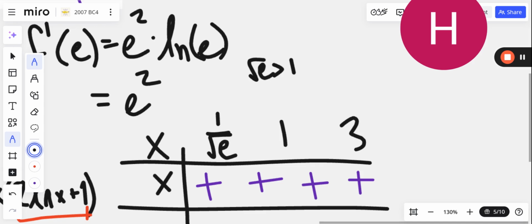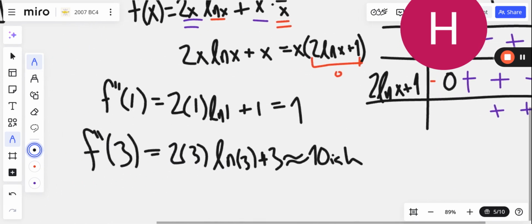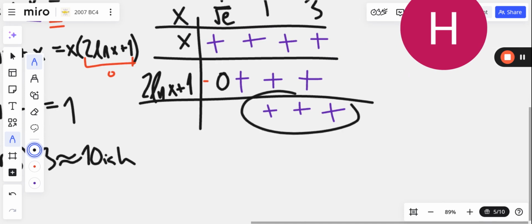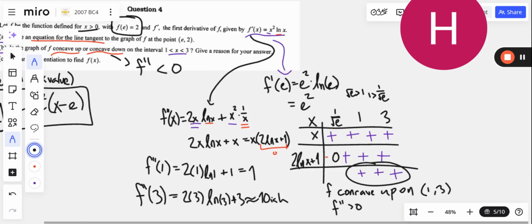So if we do 1 divided by square root of e, basically if we divide both sides by square root of e, then we're going to get 1 is greater than 1 over square root of e. Okay, so that's just kind of confirming what we already checked, that the second derivative is positive. So we would say f is concave up on the interval 1, 3, and that's because f double prime is greater than 0 on that interval.